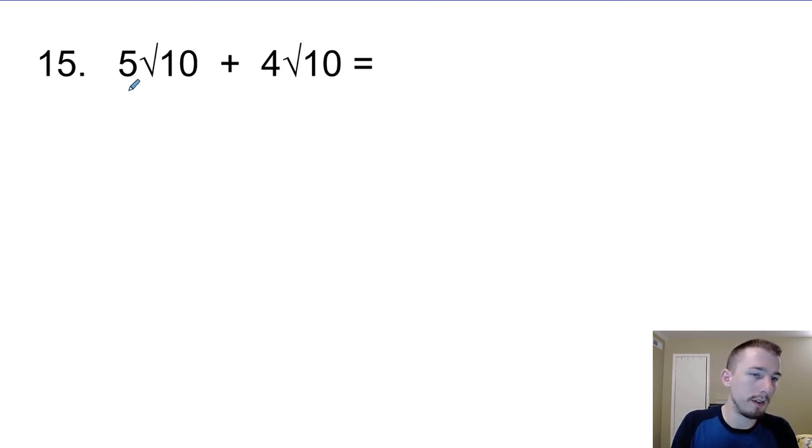All right, 15. They are like terms, right? Rad 10 and rad 10, so I can add them together. So together, that's 4 plus 5 rad 10s, which is going to give me altogether 9 radical 10.